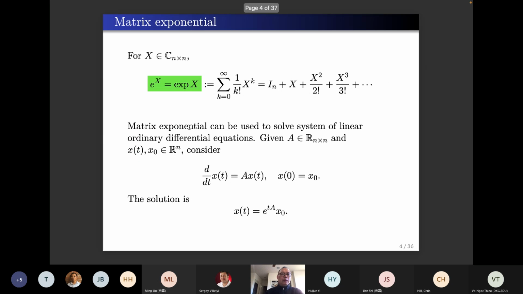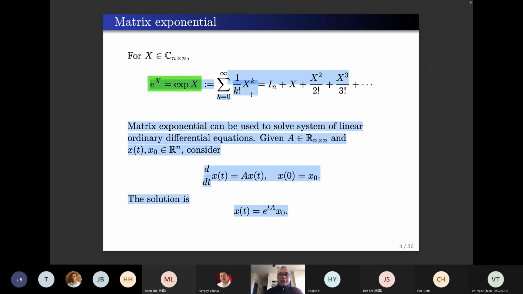So let's move on. Matrix exponential. Well, we're all familiar with this notion. Suppose you start with a complex matrix X, n by n, and then you take the exponential of that matrix. So this is another notation for the exponential. Either I use e to the X or exp of X, which is an infinite series. So this is the series: I plus X plus X squared over 2 factorial plus X cubed over 3 factorial and so forth and so on.